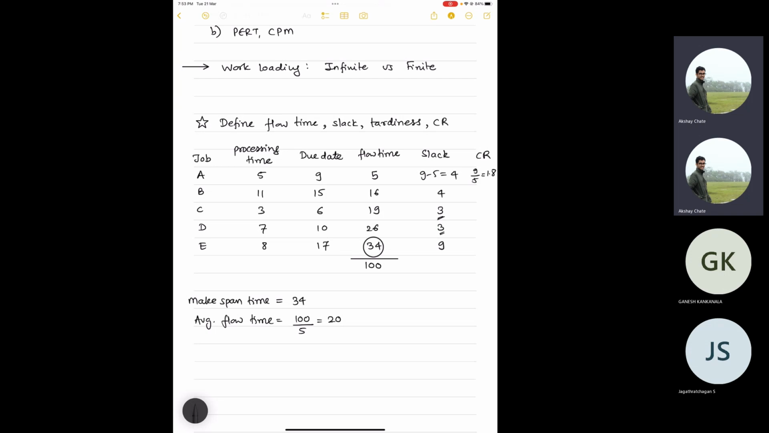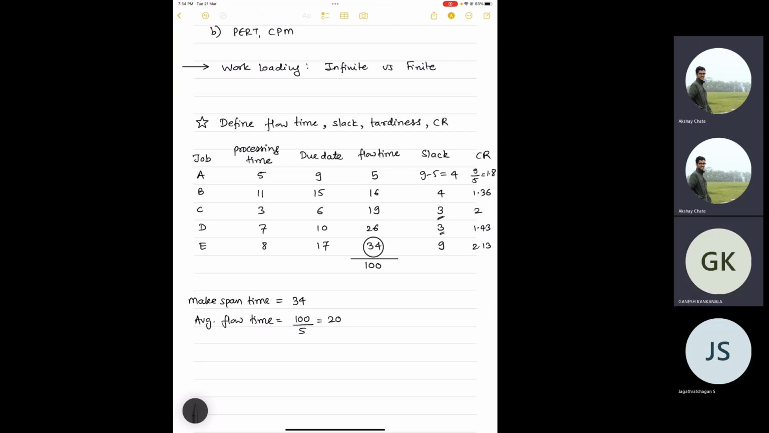Similarly, you can do the calculation, right? For job B, the due date is 15 divided by 11, so this is coming around 1.36. For job C, it is 2. For job D, it is 10 by 7, which is 1.43. And for job E, it is 17 by 8, so it is 2.13, let's say.